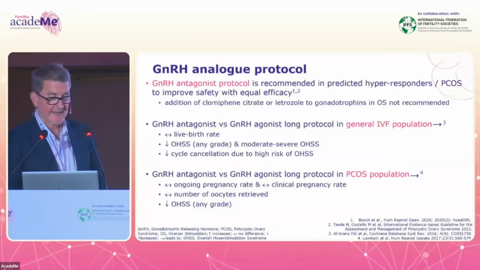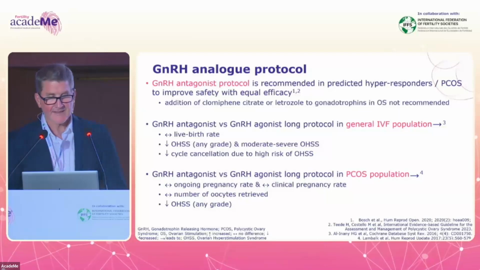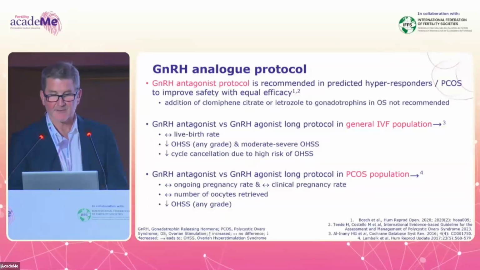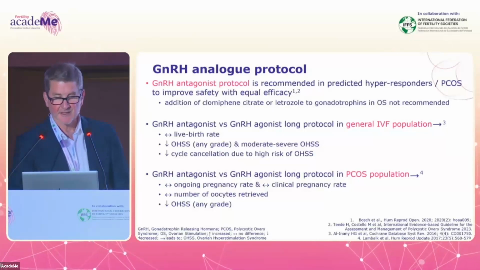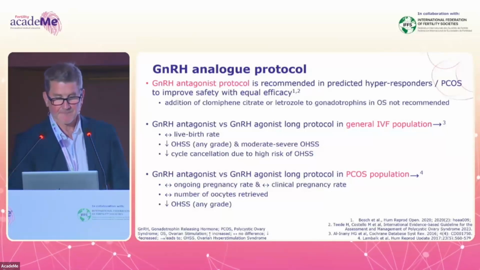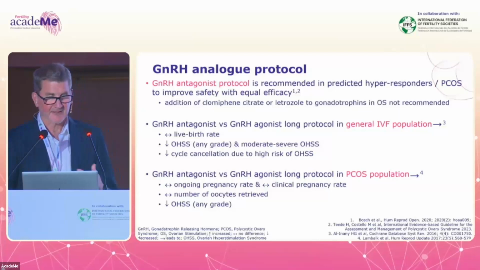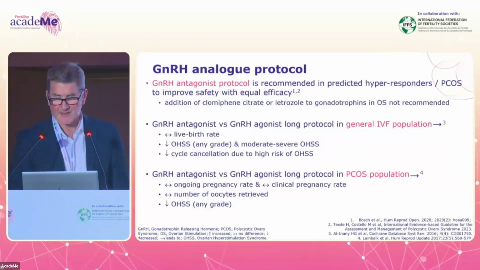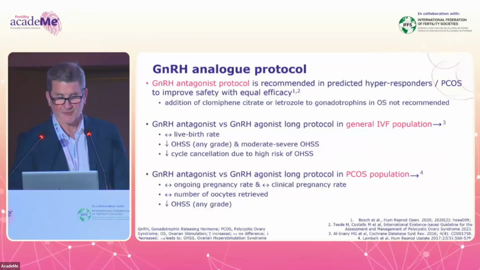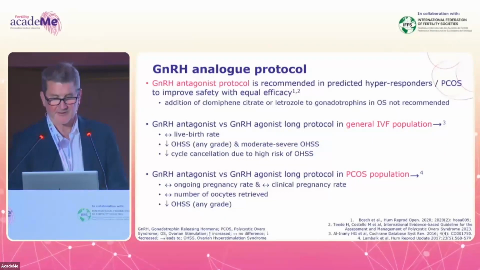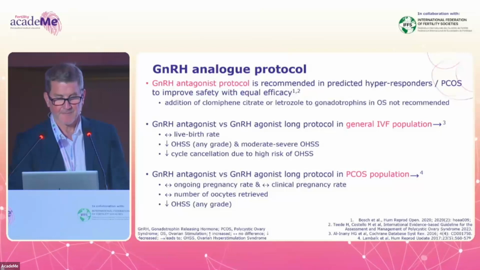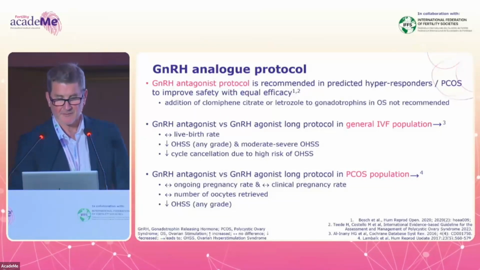Looking at GnRH analog protocol, the antagonist protocol is recommended in the predicted hyperresponder PCOS population to improve safety with equal efficacy, and that's recommended by the ESHRE guidelines on ovarian stimulation 2020 and also the recently published International Evidence-Based Guidelines on PCOS published 2023. The addition of clomiphene citrate or letrozole is not recommended.